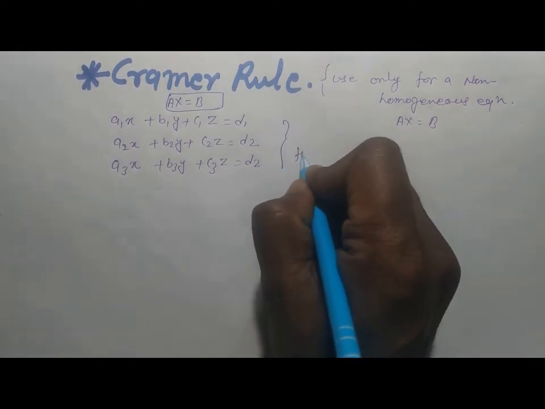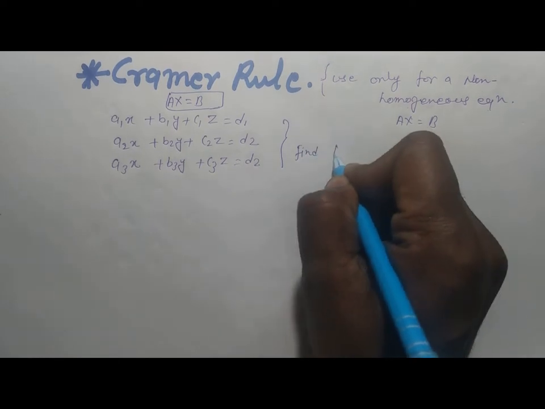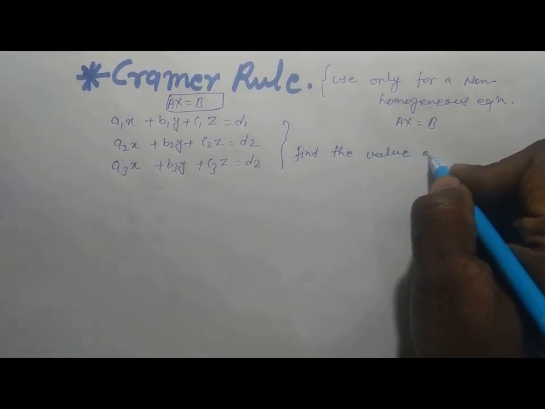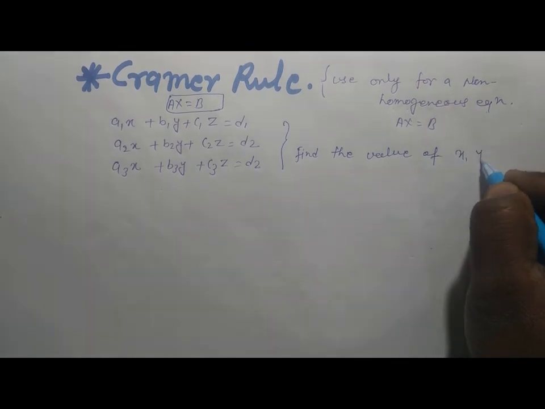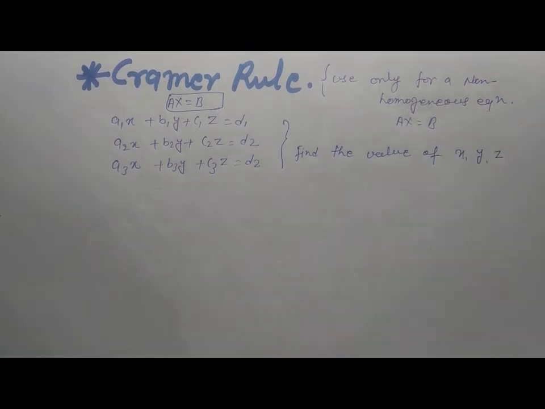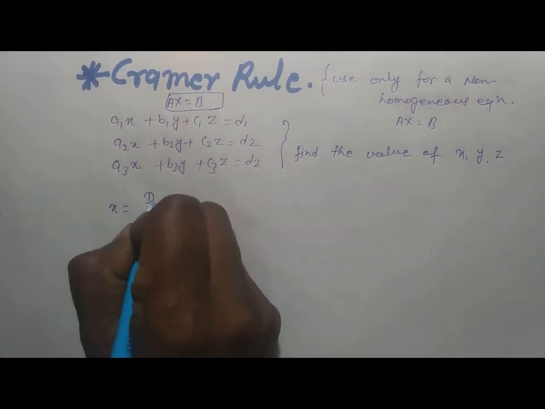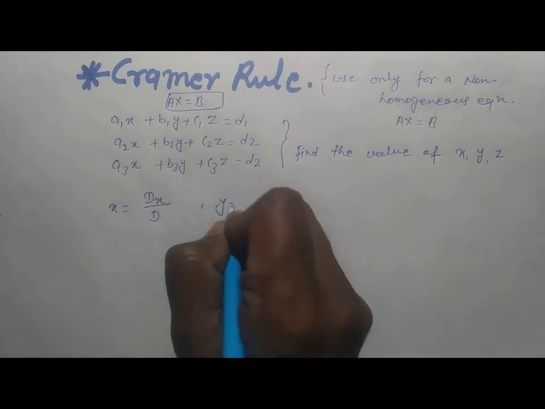Here we discuss Cramer's rule in matrices. Cramer's rule is used only for non-homogeneous equations, that is Ax equal to b. A is the coefficient matrix, b is the constant term, and x is the variable term, that is x, y, z. First of all, we can find the values of x, y, z through Cramer's rule.